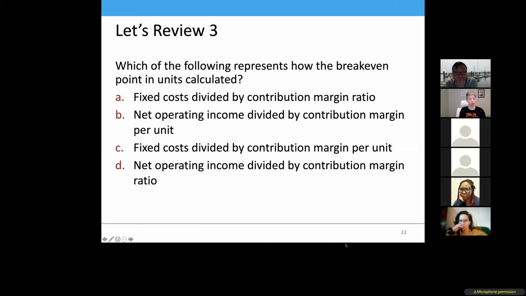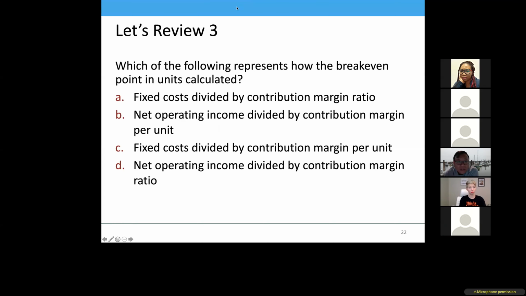Question: which of the following represents how the break-even point in units is calculated? Okay, let's take a look. Mario? Is it C, fixed cost divided by contribution margin? Karen? I would say C also. Jimmy? C. Nima? I was going to say C. Dan? I'm going to agree with C. Maddie? I was going to say C as well. Okay, C is right. I dare not disagree with you guys, because you guys are always right.